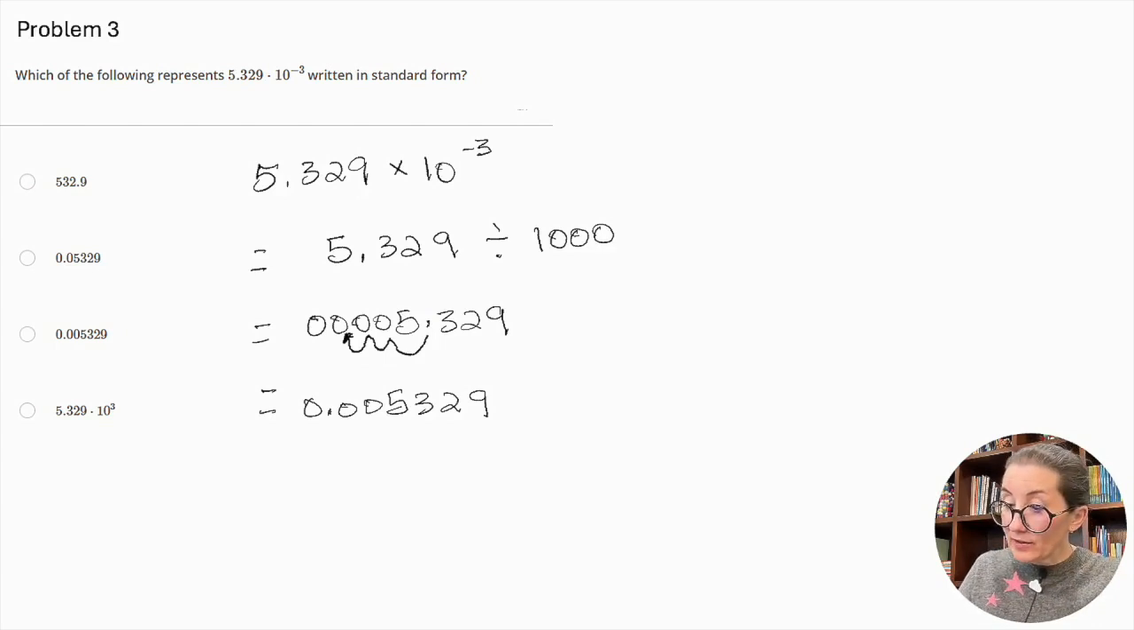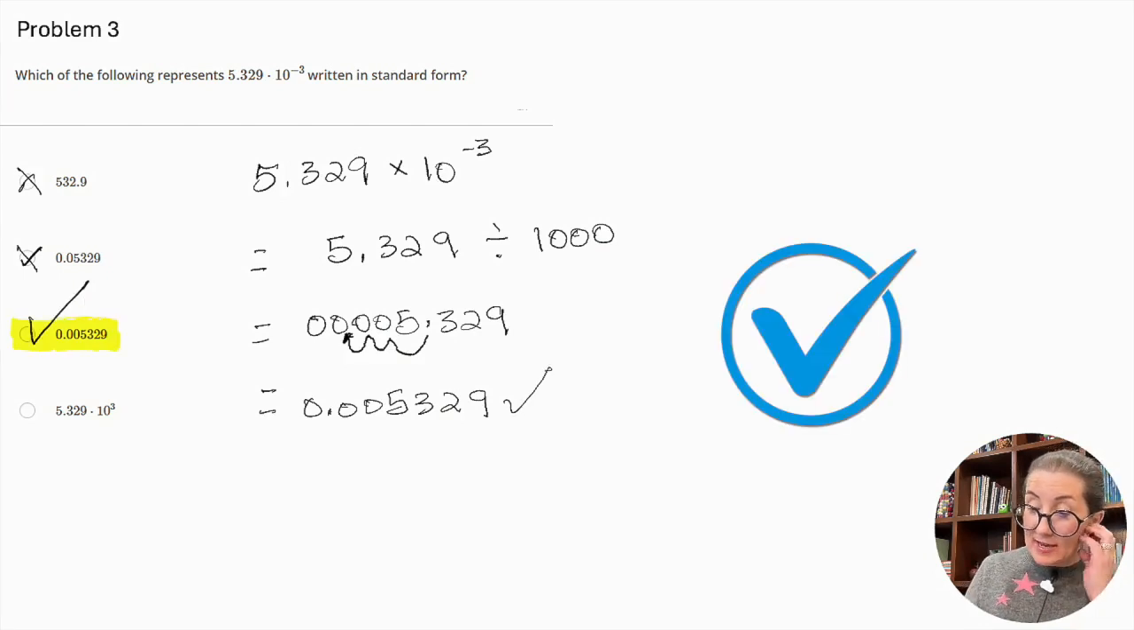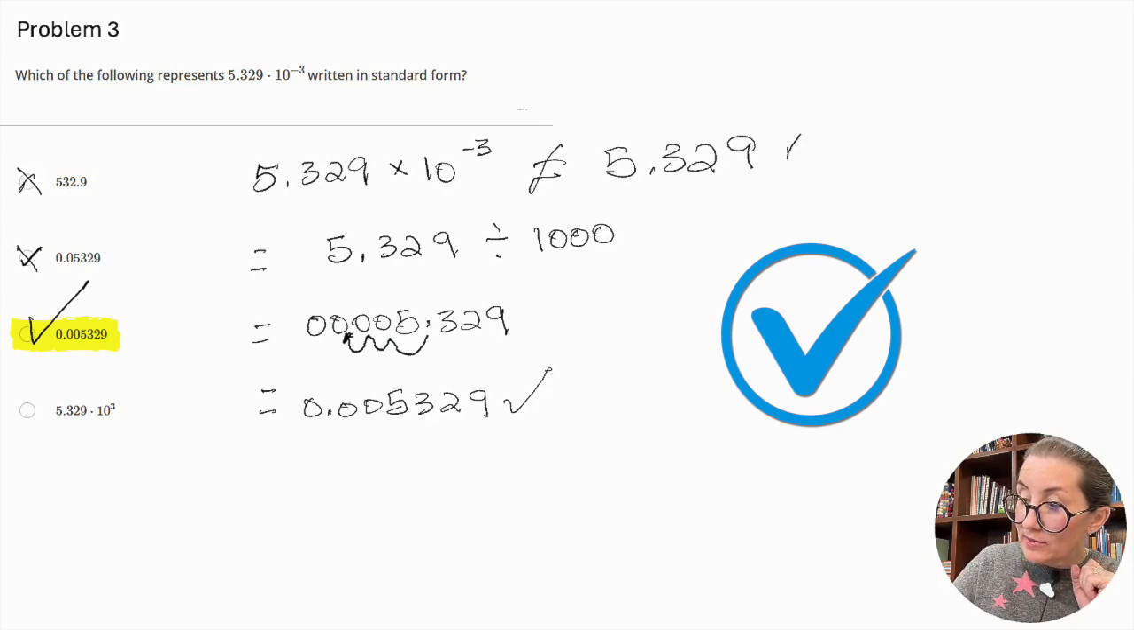Now, let's take a look. 532.9 is incorrect. 0.05329, that would be times 10 to the power of negative 2. So that is not correct. 0.005329, check. That is the correct answer. And this cannot be equivalent to 5.329 times 10 to the power of 3. So that is not correct.